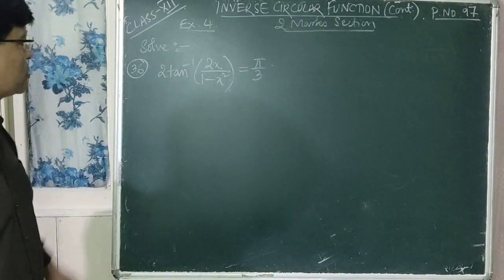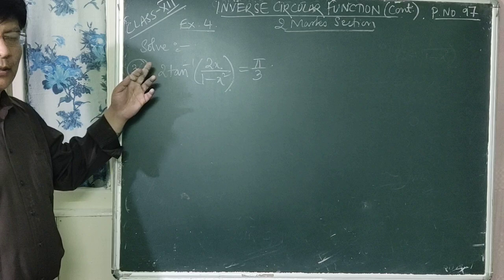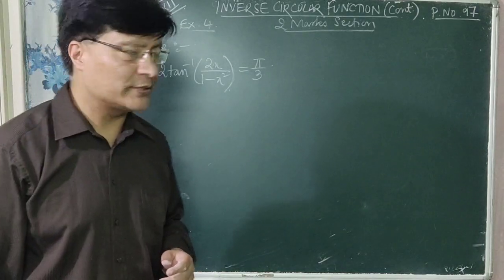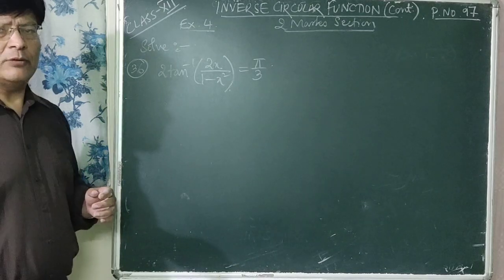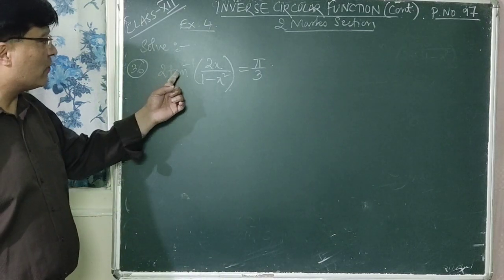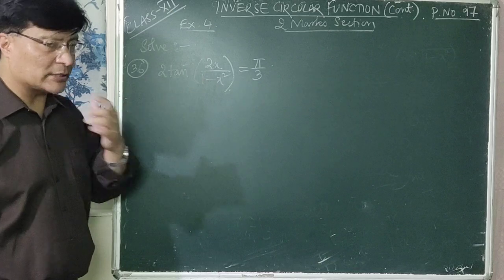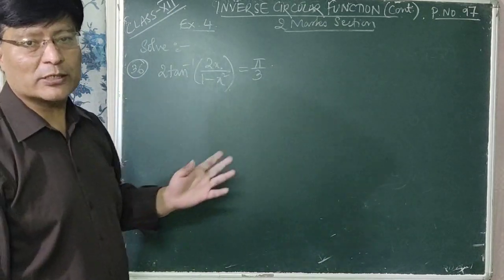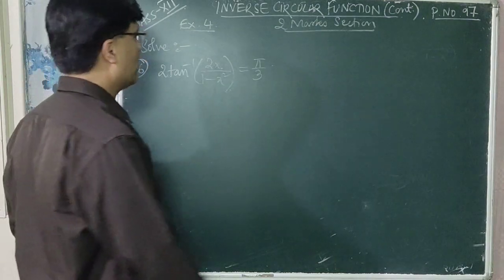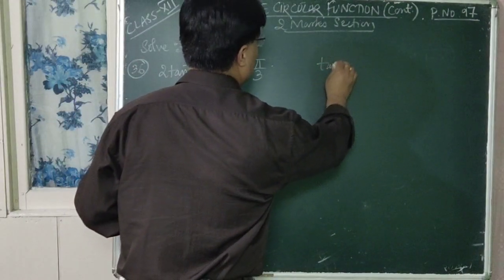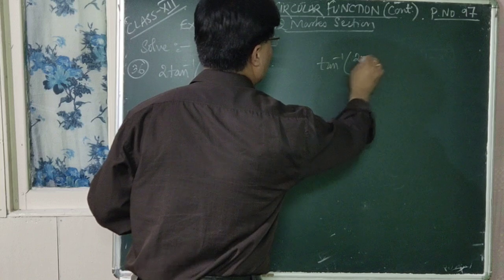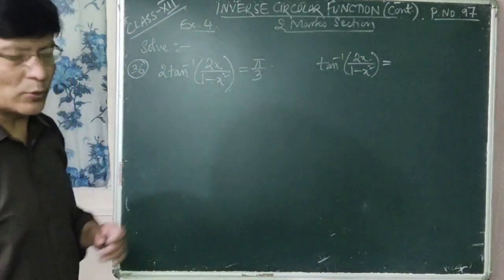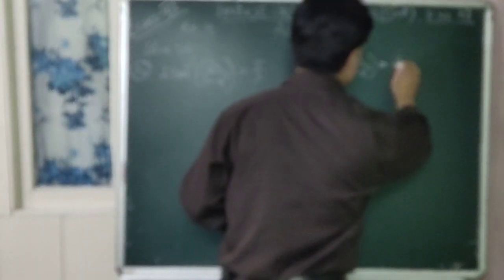So now again this question is solved. Now we will do question number 36. Let us get the value for x. Okay. So now can you tell me what is the formula for tan inverse 2x upon 1 minus x square? What is the formula for tan inverse 2x upon 1 minus x square? There is a formula. That is tan inverse 2x upon 1 minus x square is equal to, so what is this formula? It is 2 tan inverse x.